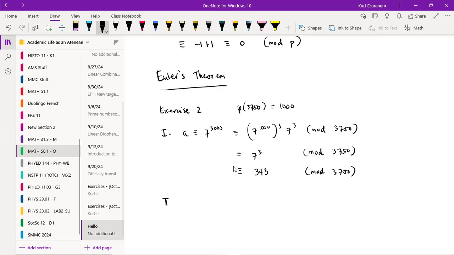And then the second condition is that A should be between 1 and 5,000 inclusive. So we already figured out that A equals 343. But we can also say that since this is mod 3750, we can put in 343 plus 3750. And what would be that value? It should be 4093.